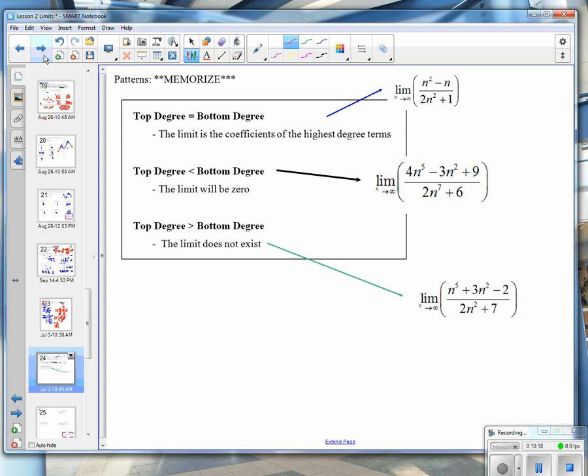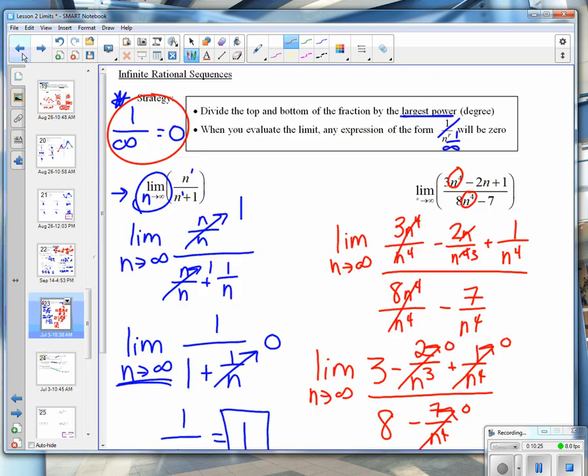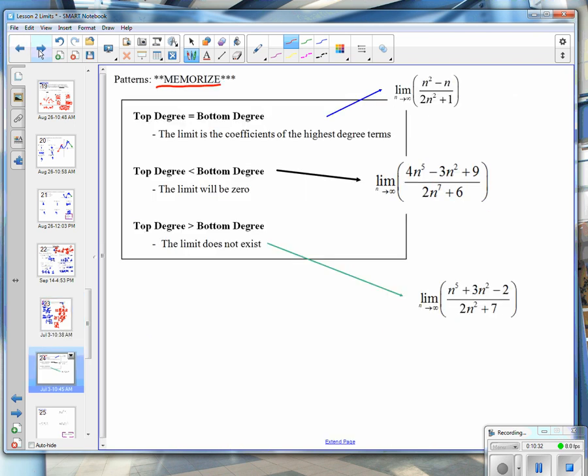So basically, now it does say memorize. You don't have to memorize that if you don't want to, because what we just did here is going to work every single time. So you just take the highest power, you divide everything, you do it the long way, and you're good to go. And you're always going to end up with that limit. Or if you like shortcuts and you've got a really good memory, you can take a look at this table and say, okay, well, if the top degree is equal to the bottom degree, so basically this guy and this guy, if those are the same, then the limit is the coefficient of the highest degree terms.